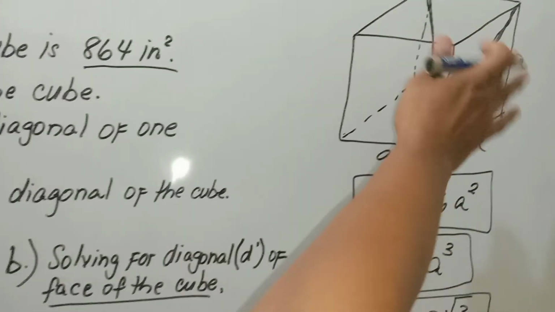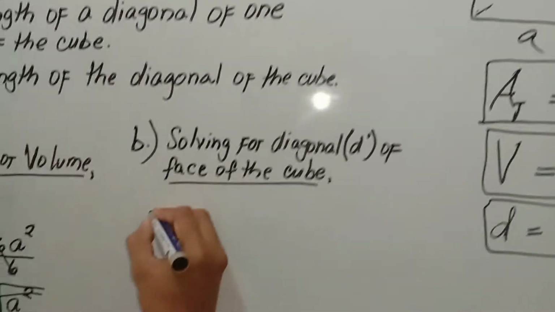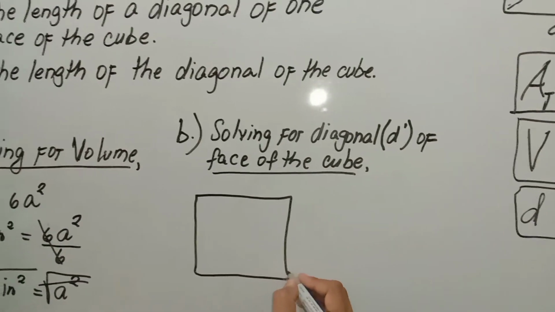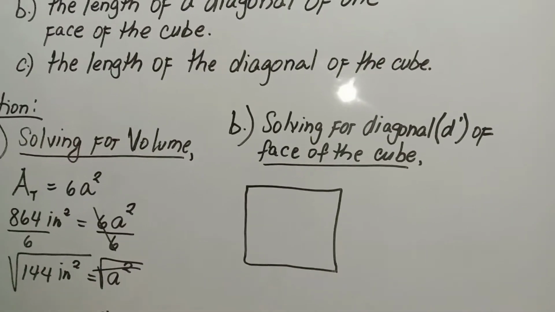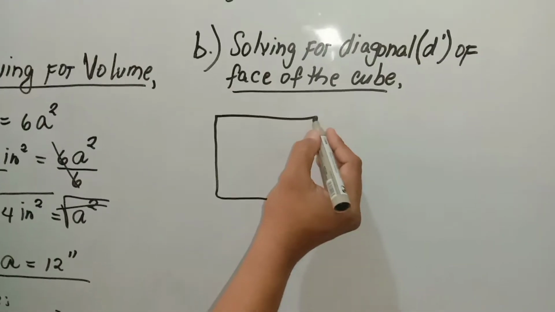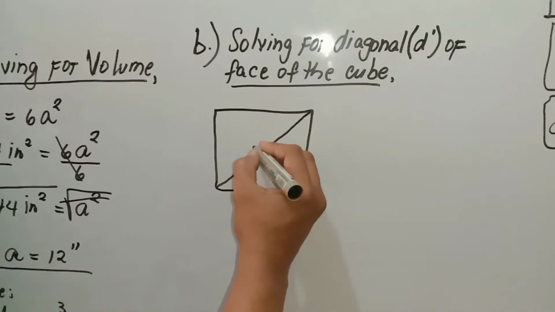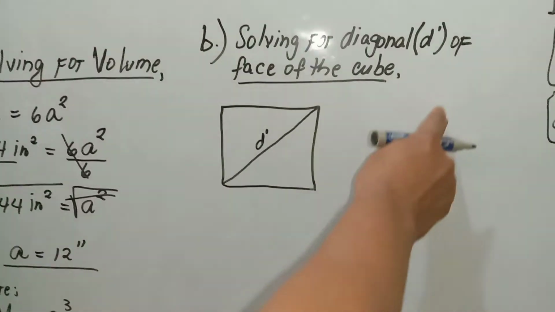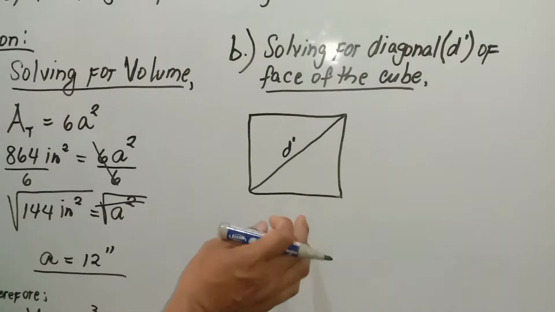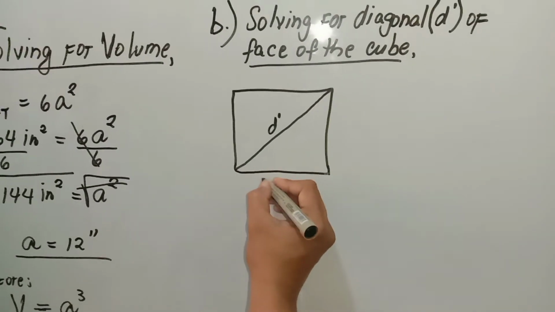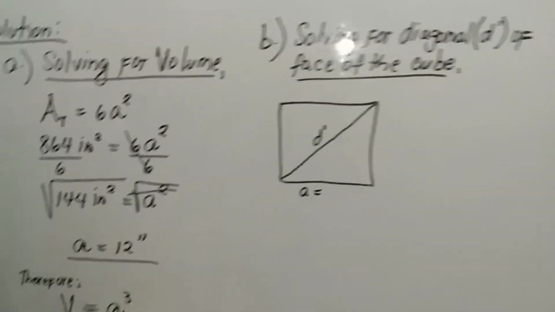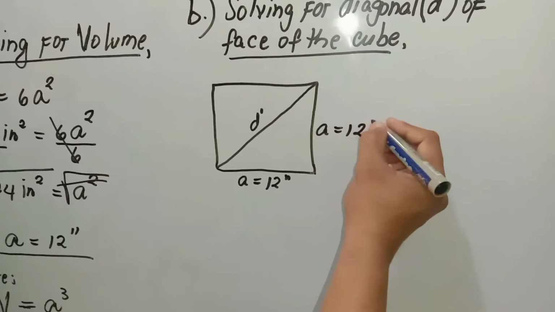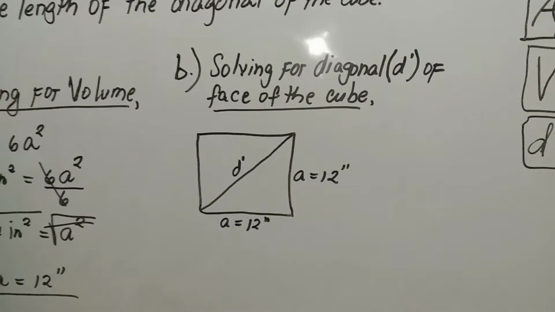So we will draw the diagram here. If this is one face of the cube, it will be a square. Now if this is the diagonal, D prime, sorry. So, how much is this length? Knowing this dimension, A. A is equal to how much? 12 inches. And this one A. So how much is D prime?